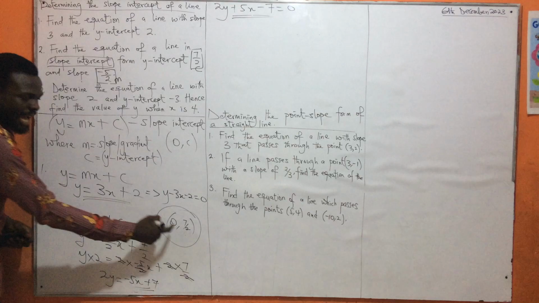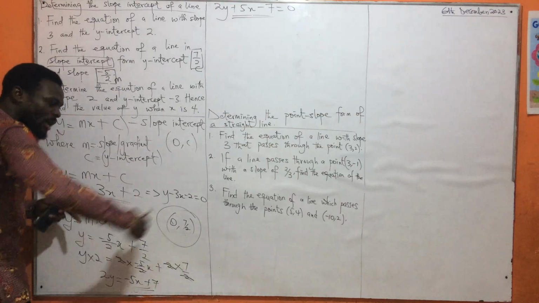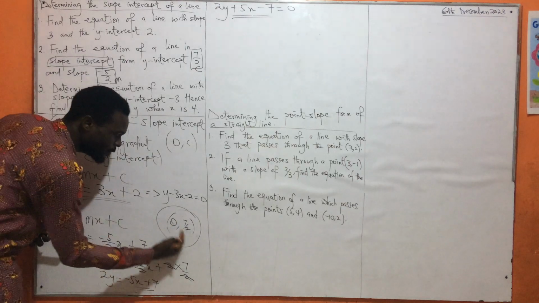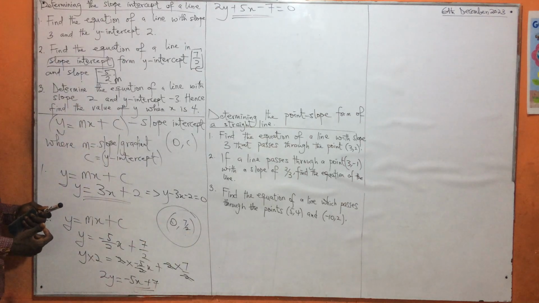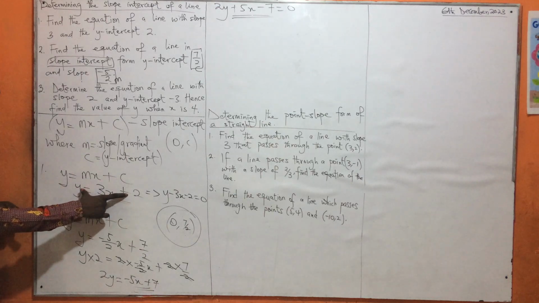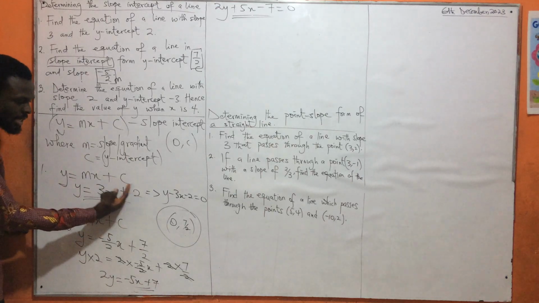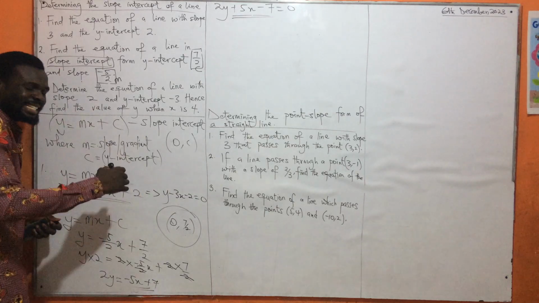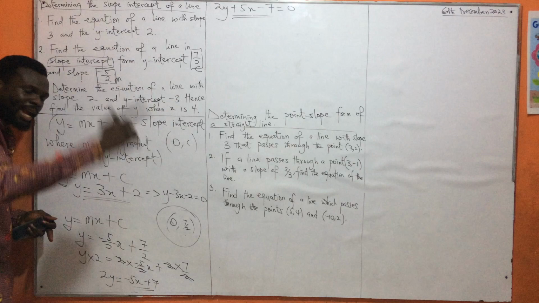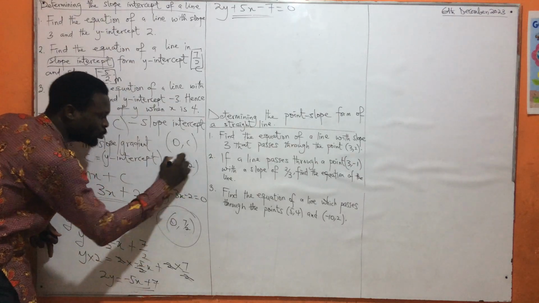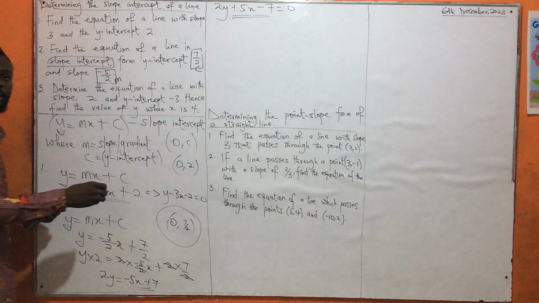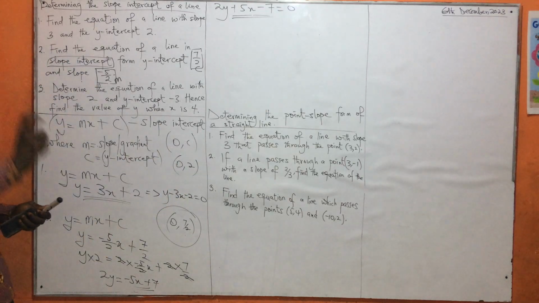So at this point, it means the line we are drawing has passed through the y-axis at 7 over 2, which is the same as 3.5. The same thing applies when you come to this equation. Since c is 2 and the 2 is the y-intercept, it means the line cuts across the y-axis at the point (0, 2). And that is the point of intersection, that is the y-intercept.